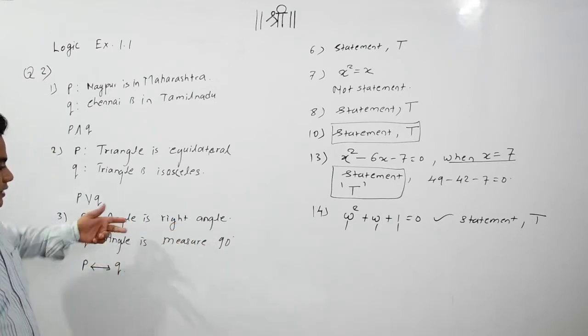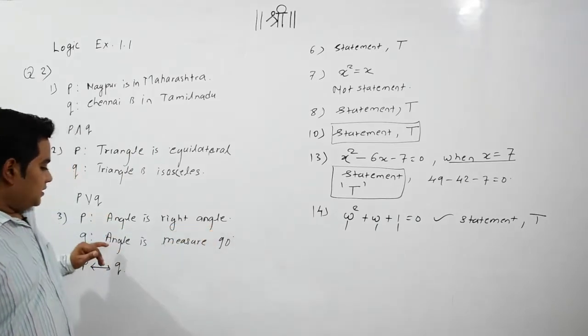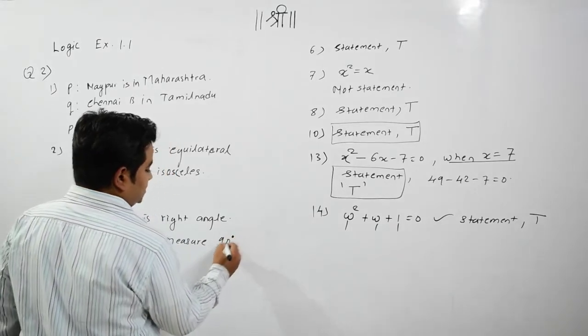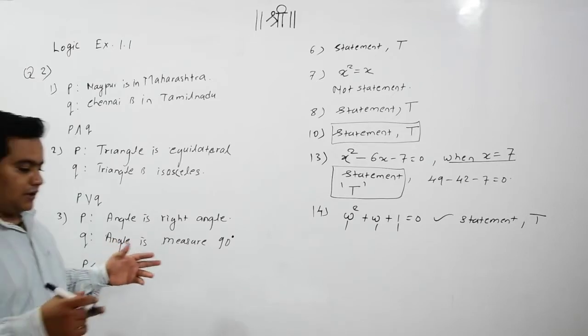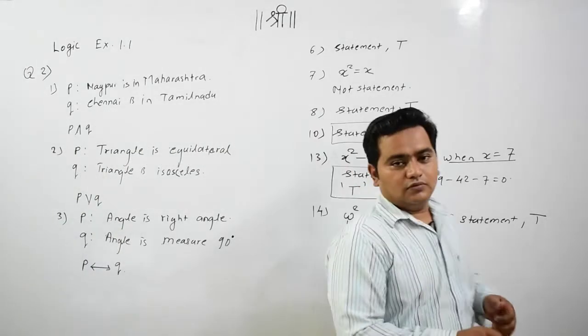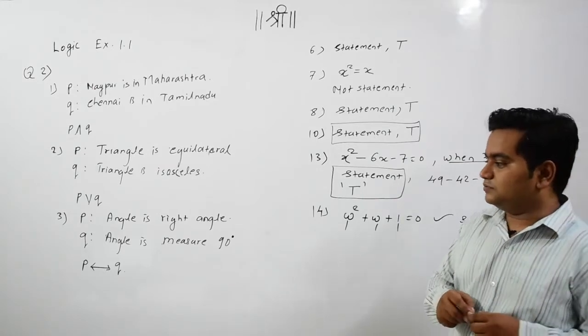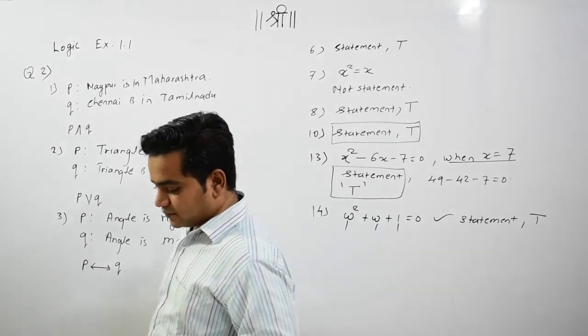Okay, and again we can simply convert it. If the angle is right angle, if and only if the measure is 90 degree. So in both manners it is depending. So these two terms are interdependent. Both are depending on each other. So therefore it is what? Biconditional. So this biconditional symbol should be there. Next question.